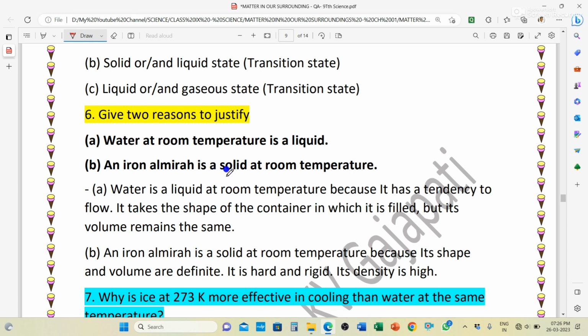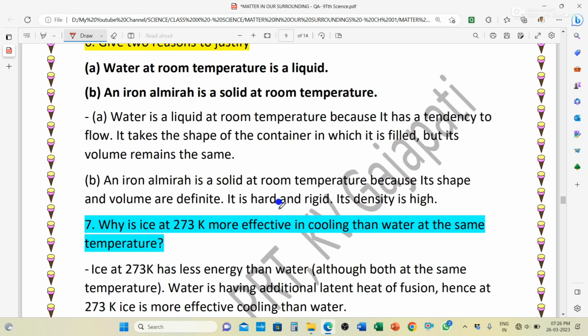An iron almirah is a solid at room temperature. An iron almirah is a solid at room temperature because its shape and volume are definite. It has definite shape and volume. It is hard also, it is rigid also. You cannot compress it. Its density is also high. So it is a solid.